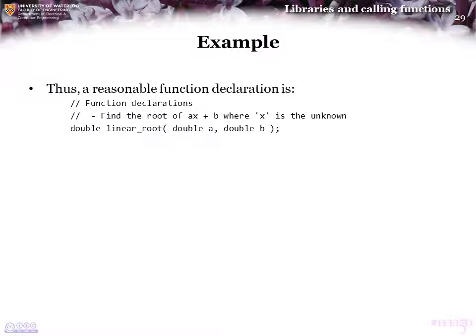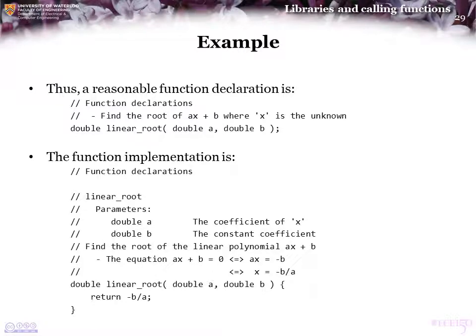Now, if the user calls this function and switches the order of the arguments, the user is going to get the wrong answer. And so it's important in the comments to let the user know exactly what the function does, and the purpose of the individual arguments.